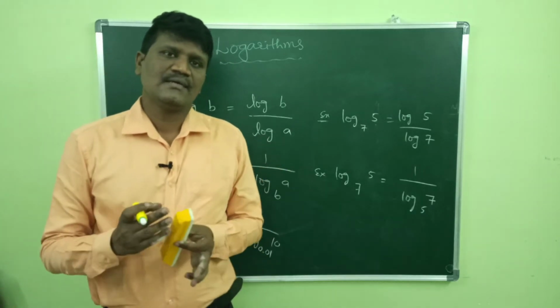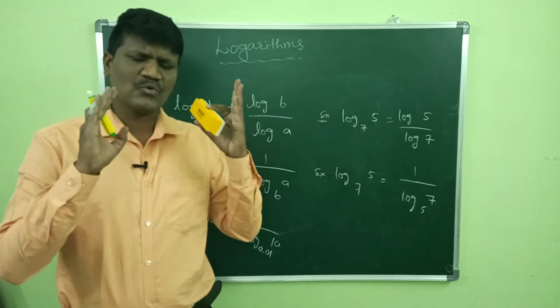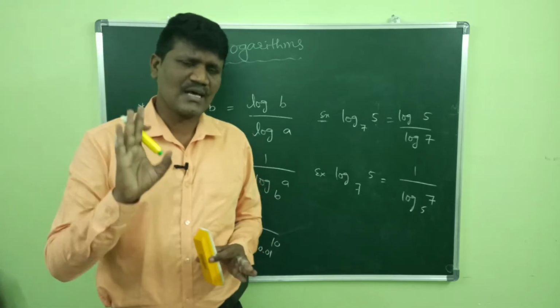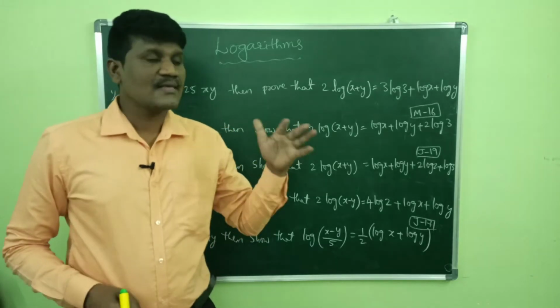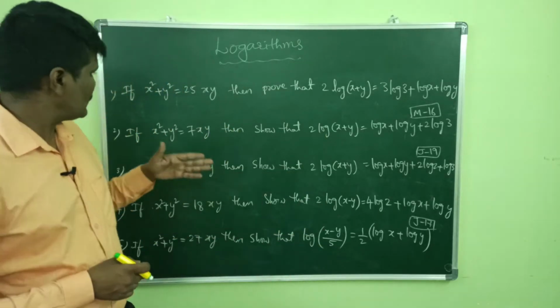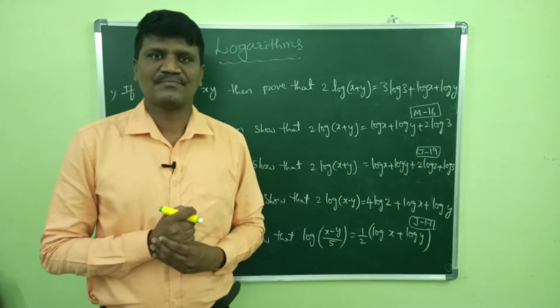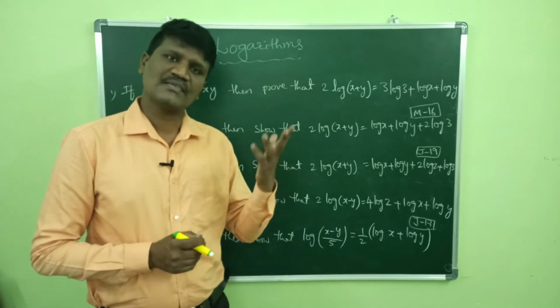Now let us see the 4 mark questions asked in the previous examination, the most important 4 mark questions from the logarithm. 4 mark questions or 2 mark questions. Okay, so these are the 4 mark questions. If you observe, there are 5 questions. The 5 questions are in the same method. So these are the questions asked in the previous examination for 2 marks and 4 marks.